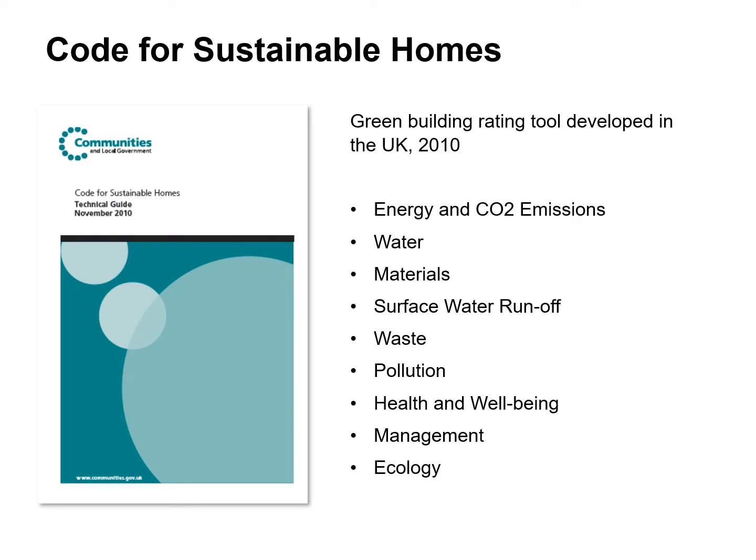The first tool that we look at is the Code for Sustainable Homes. This is developed by the Building Research Establishment in the UK and is very widely used for homes. It measures the performance of housing in terms of energy and CO2 emissions, water, materials, surface water runoff, waste, pollution, health and well-being, management, and ecology. Underneath each of those headings is a set of sub-criteria that are used to measure the performance of housing.